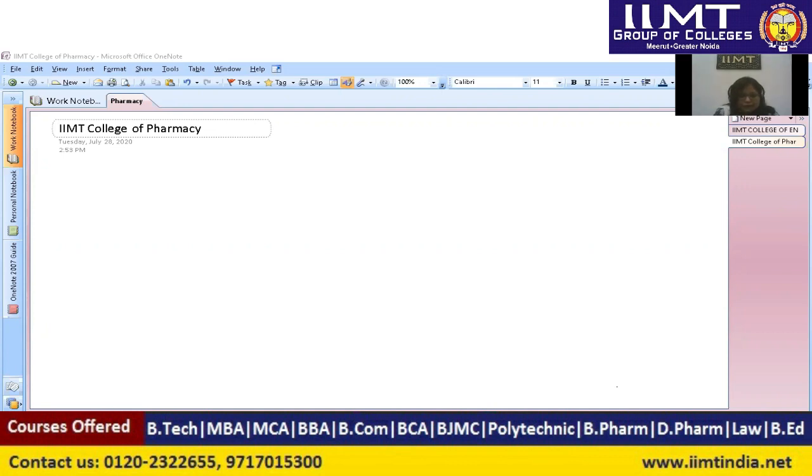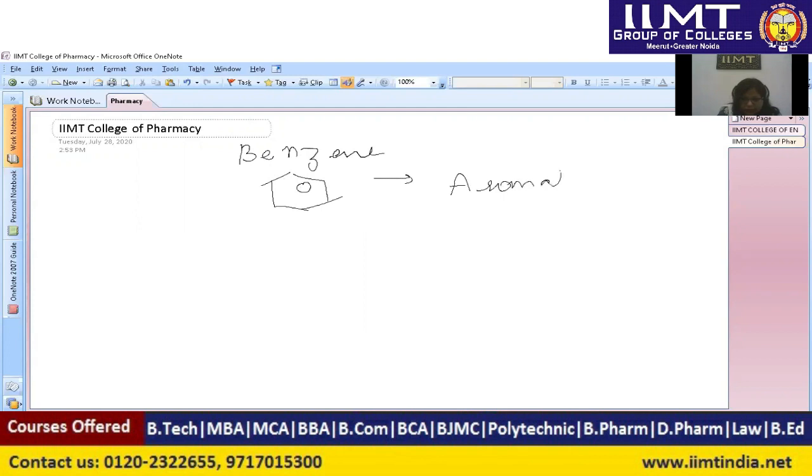So for the analytical evidences in the structure of benzene, we should first know what is benzene. So let us now see what is benzene first. Benzene, as you know, can be drawn as this. Now if we draw the benzene like this, we indicate that this is an aromatic compound.